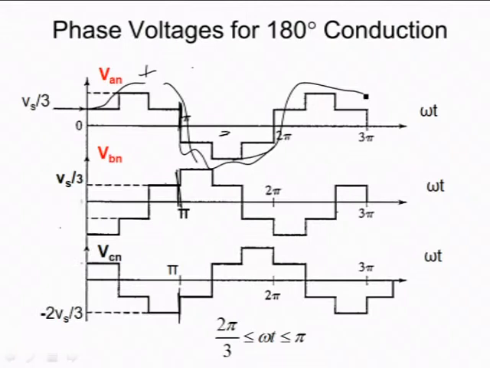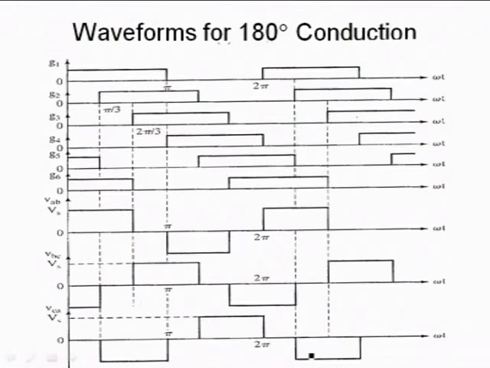This is for a duration of 2 pi. This is how we are getting the 3 phase AC voltage, Van, Vbn, these are phase voltages. These are the waveforms for 180 degree conduction.